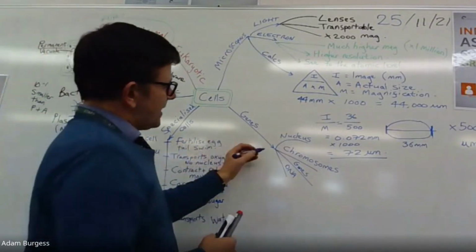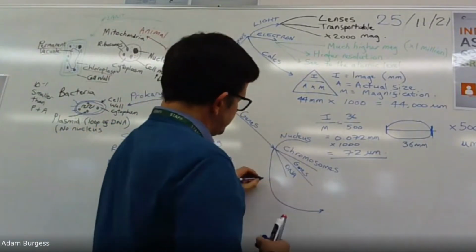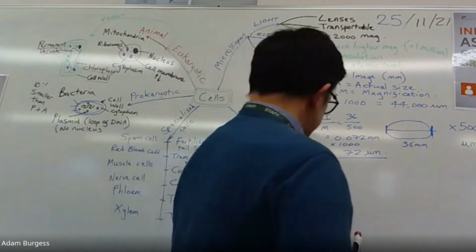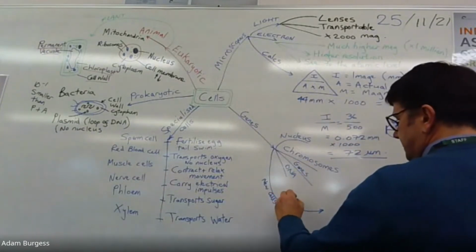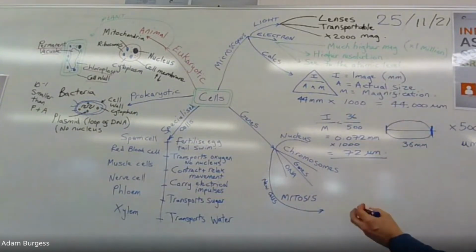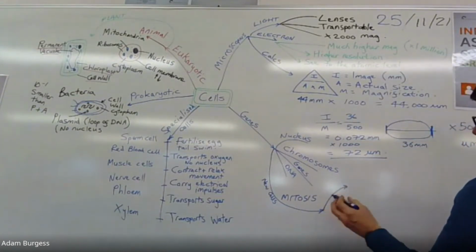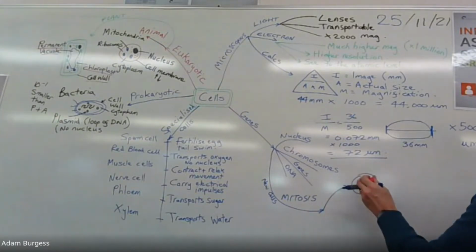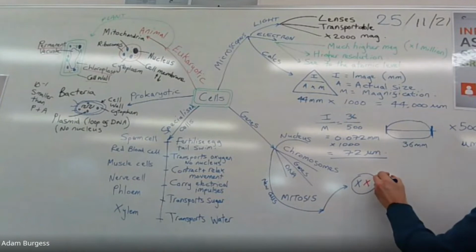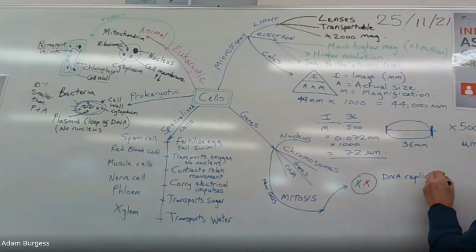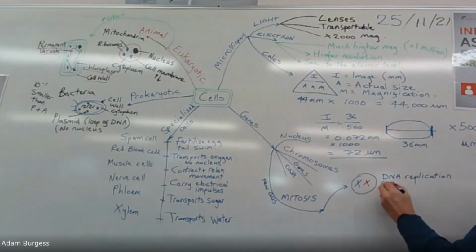So we need to know about how new cells are made. So what happens is mitosis. Okay, so there's 3 stages I'm going to talk about. One is DNA replication. So I've got chromosomes. So the growth of the cell.